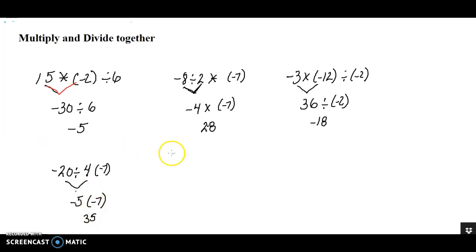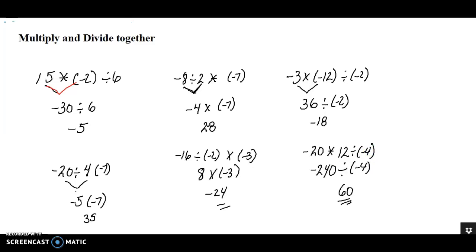Okay. Now I would like for you to try this one. Negative 16 divided by a negative 2 multiplied by a negative 3. And then negative 20 multiplied by 12, and then divide that by a negative 4. So pause the video and try that problem. So your first answer should have been a negative 24, and your second answer should have been 60.